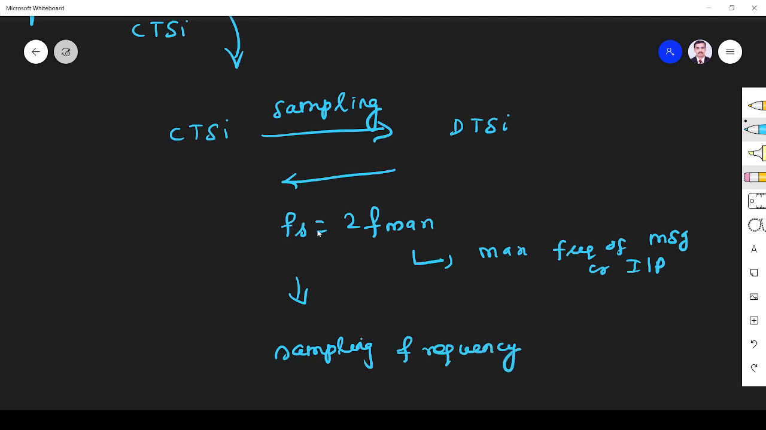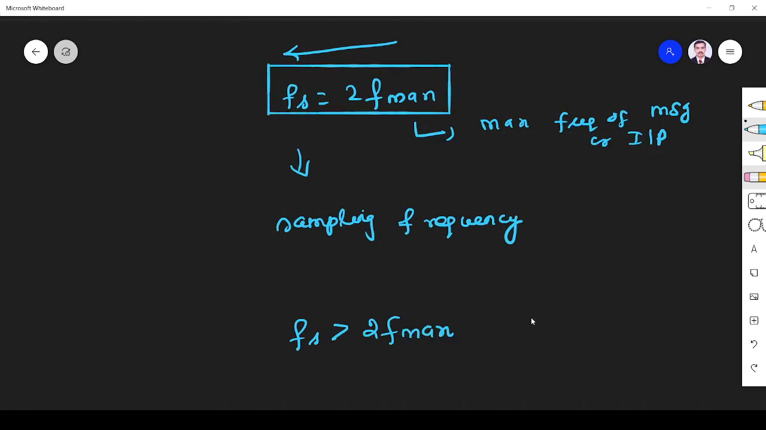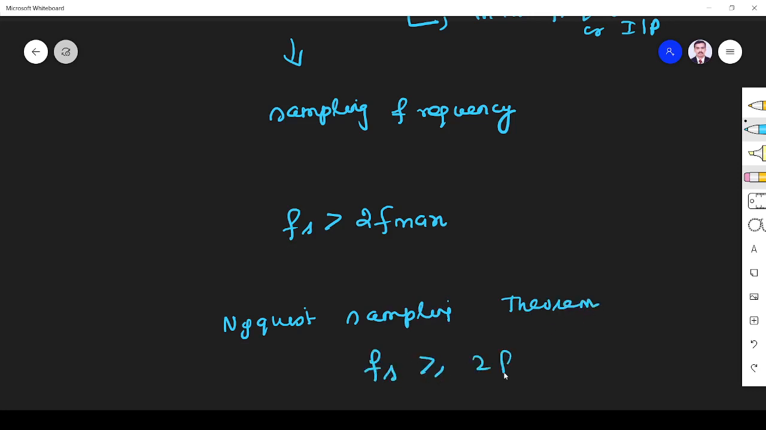So this is for problem solving. In reality, fs must be greater than 2 f max. This is the practical one, and the other is for solving problems in the exams. This theorem was proposed by Nyquist. That is why it is called the Nyquist sampling theorem. In general, I can write that fs must be greater than 2 f max.